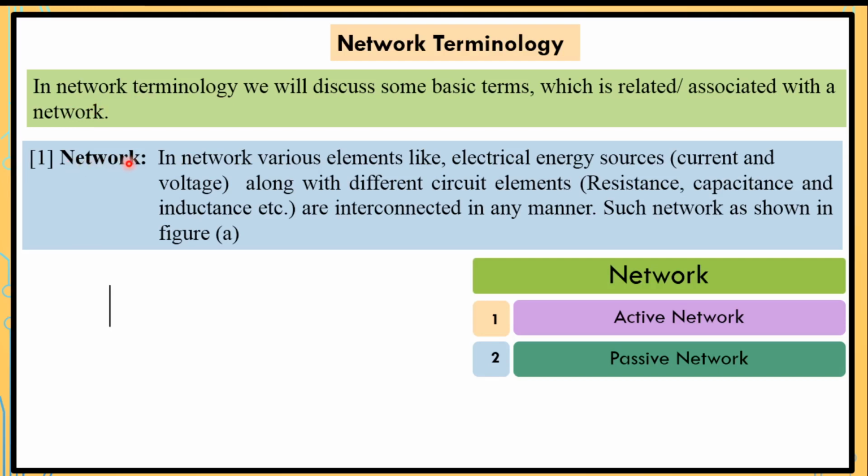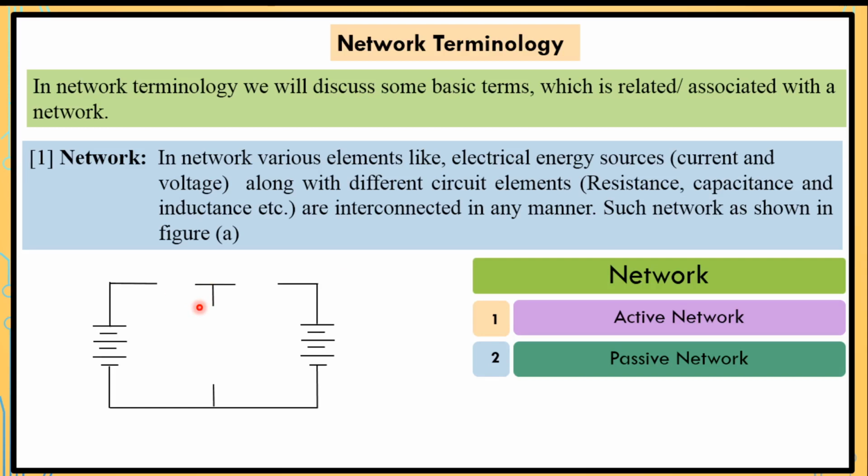First we will discuss the network. In a network, various elements like electrical energy sources, meaning current source or voltage source, along with different circuit elements, that is resistance, capacitance, inductance, etc. The combination of these circuit elements along with electrical energy sources, interconnected in any manner, forms the network. Such a combination is shown in figure A.